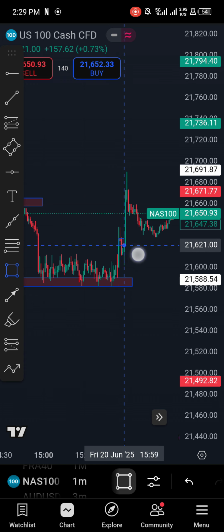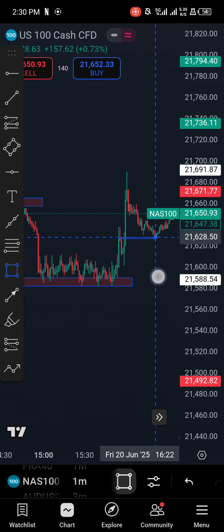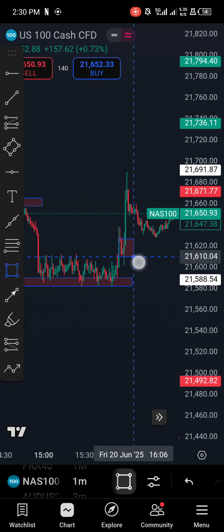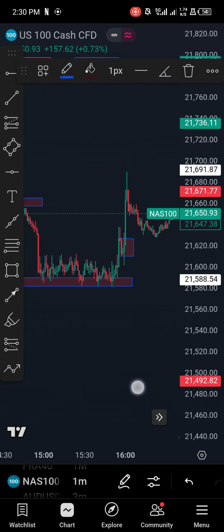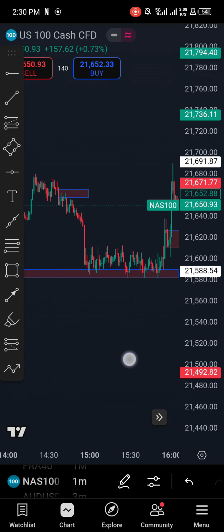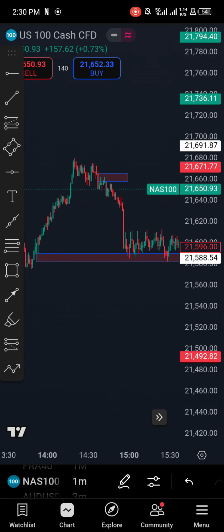There. So we can draw that fair value gap right there. So when it spiked up, it comes down, it retraces to this fair value gap and then bounces higher. So our setup today that I'll be showing is how to use these fair value gaps. This is the first setup.